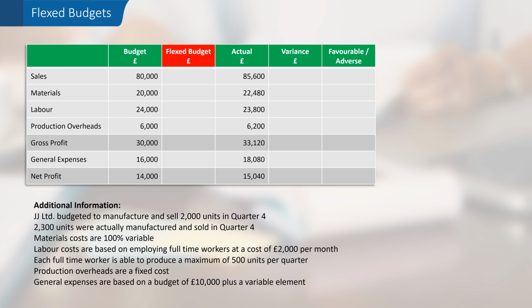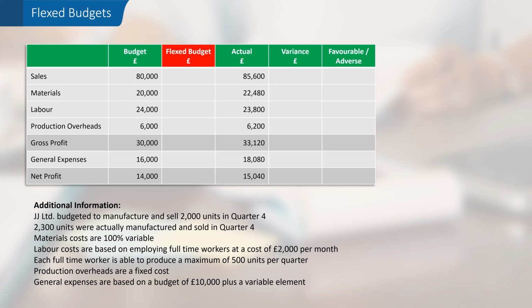Here's the original budget again for JJ Limited, along with the same actual activity level for the fourth quarter, which we now know to be for 2,300 units. But this time we have some additional information on how the different costs behave. As when flexing a budget, we need to know whether each cost is variable, fixed, semi-variable or stepped. So let's get started.